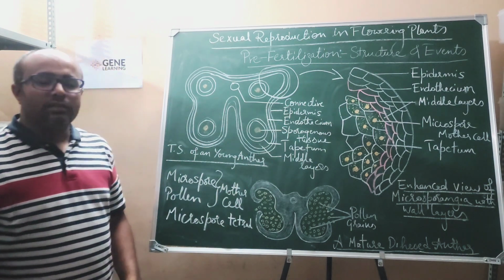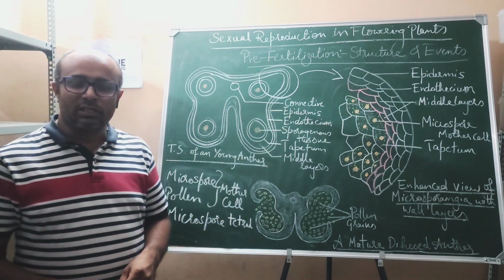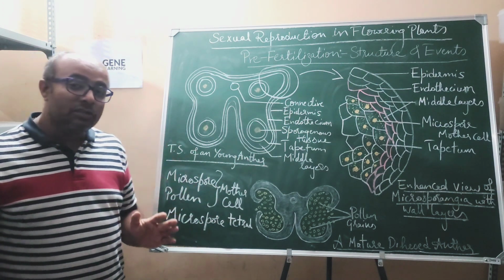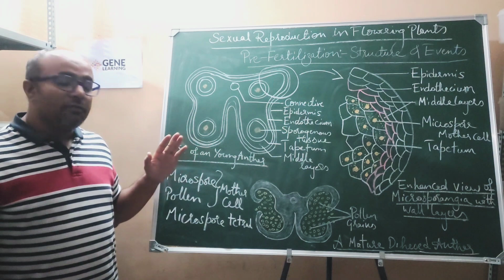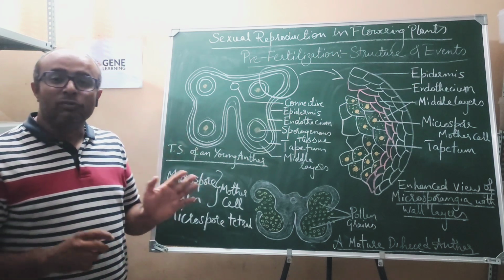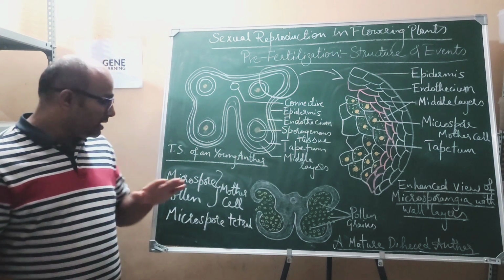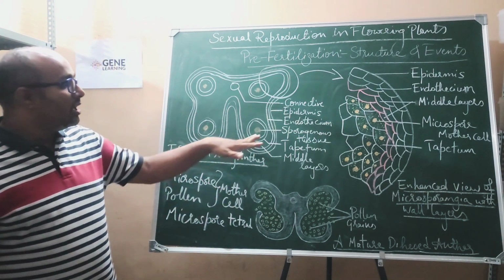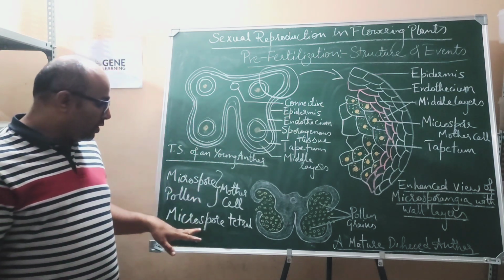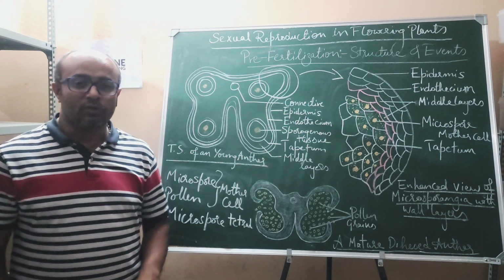Now, this is nothing but microsporogenesis. What I just said is nothing but microsporogenesis. If you want to define it, the formation of microspore tetrads from the microspore mother cell through the process of meiosis is called microsporogenesis. I'll repeat again, microsporogenesis is a process where each microspore mother cell from the sporogenous tissue divides meiotically to form microspore tetrads.